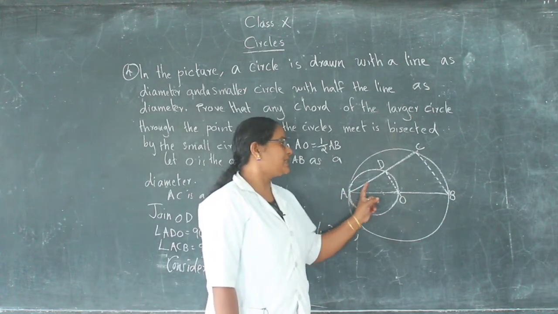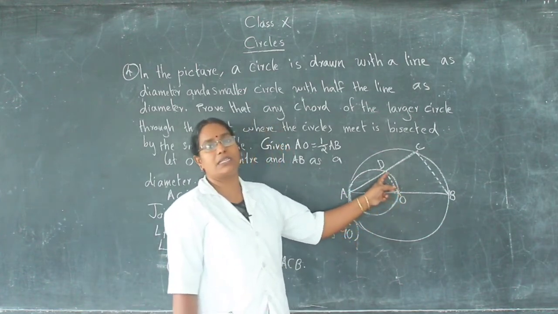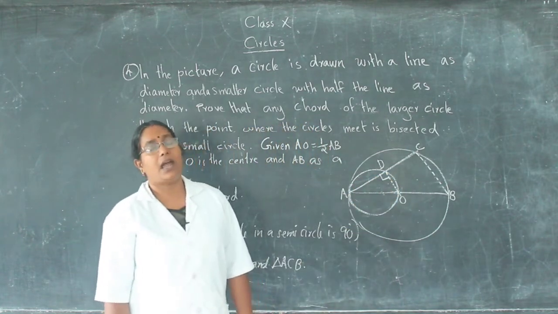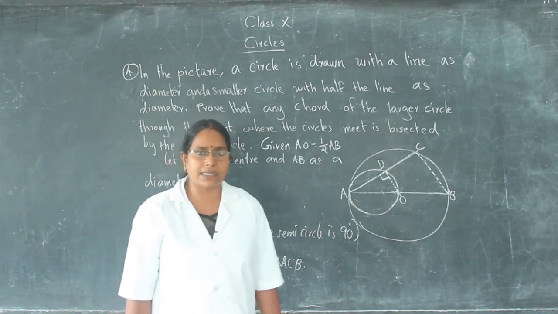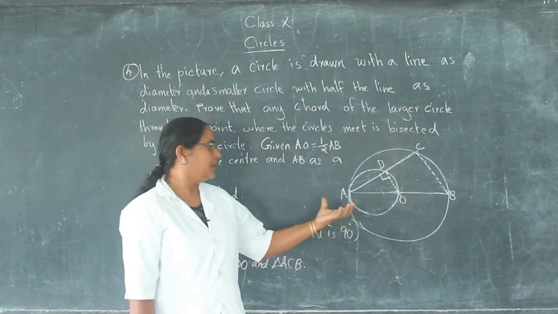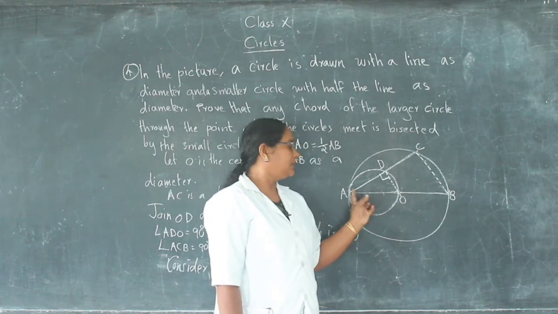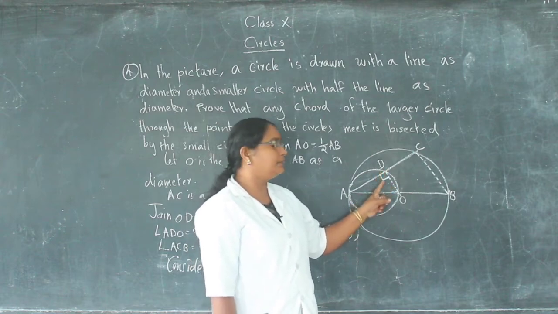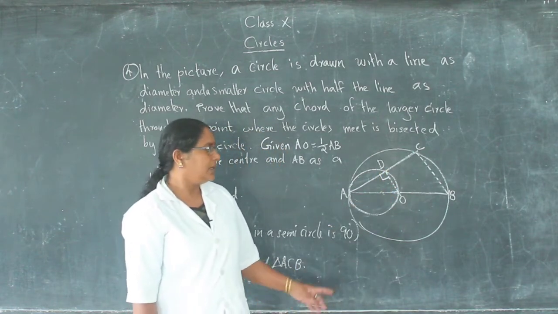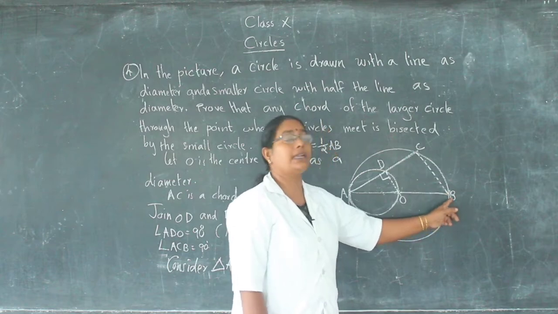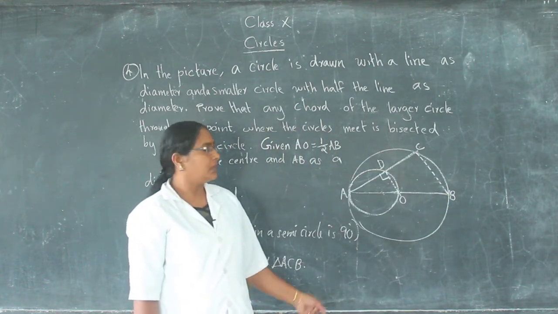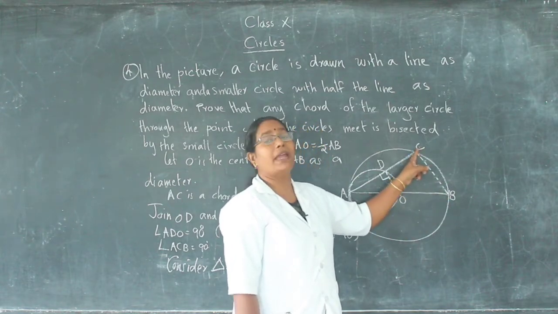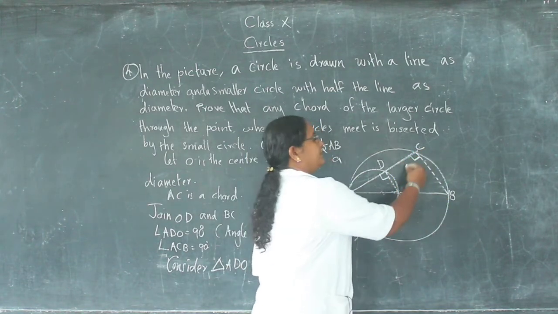The line drawn from the end of the diameter makes a 90 degree angle. Angle in a semicircle is 90. This is the diameter, therefore a line drawn from the end of the diameter makes 90 degrees. In the same manner, in the large circle, AB is the diameter. Draw a line from the end of the diameter, therefore it makes 90 degrees at C.